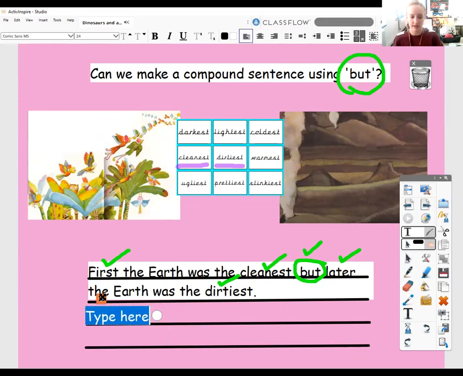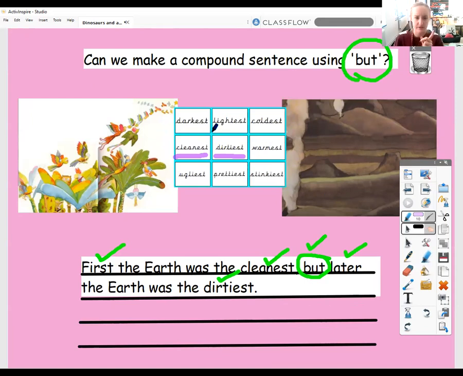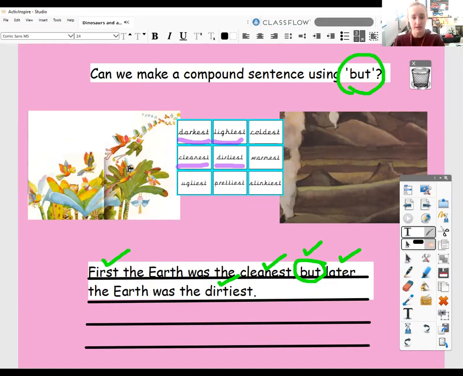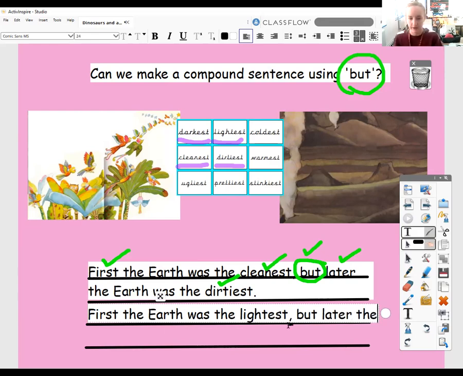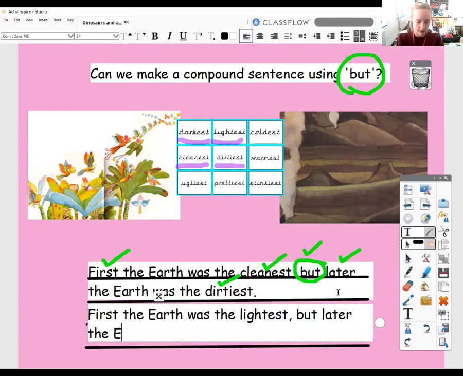Let's see if I can write another sentence with a coordinating conjunction but in it. Let me see on here which 2 words I'm going to use. What about if I use the superlative the lightest and then later the earth was the darkest? Yeah, so I'm going to say first the earth was the lightest, but later the earth was the darkest. Right, let me write that down. First the earth was the lightest, comma, but later the earth was the darkest. Darkest, full stop at the end.